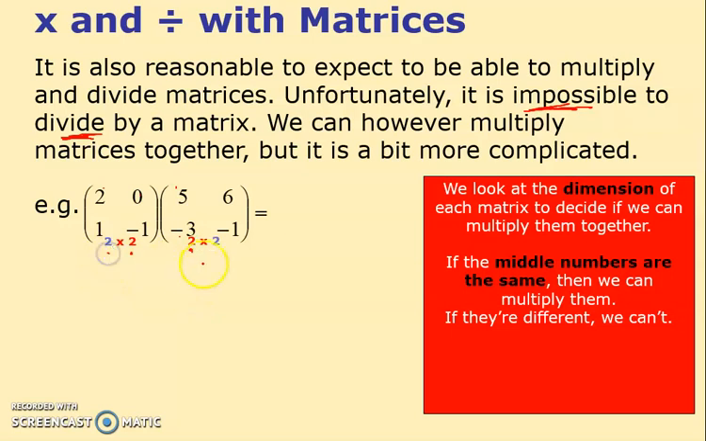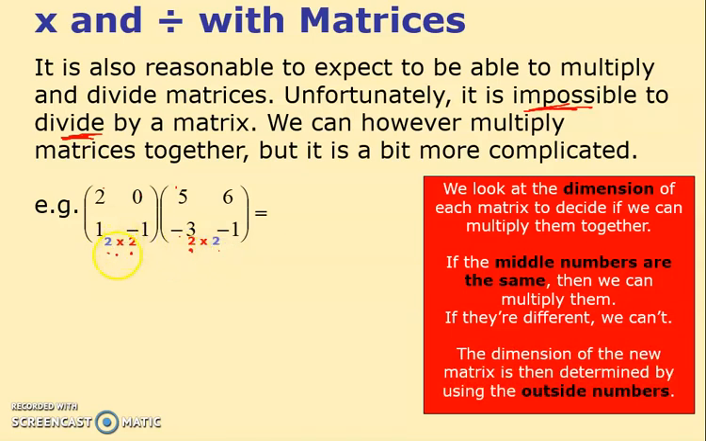And then you look at the outer two numbers to decide what shape it's going to be. Now here, it's 2 by 2 times 2 by 2. So the middle 2s agree, and the outer ones are 2s. It's going to be 2 by 2. Look at the blue numbers. They tell you the new shape is going to be 2 by 2. And I reckon it's 10, 12, 8, 7.